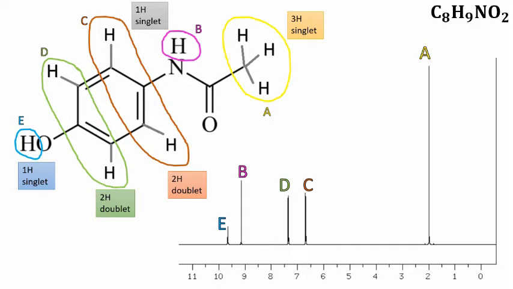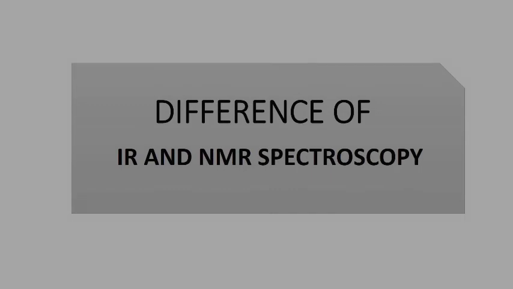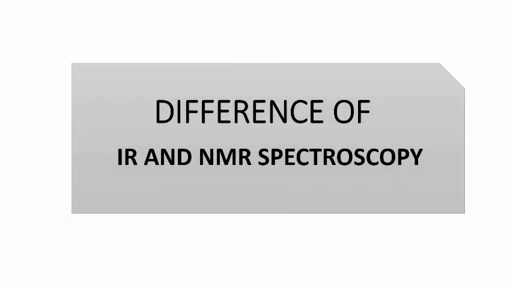Therefore, we are able to confirm compound F as paracetamol by assigning its proton groups to the peaks of the spectrum. The next part is the comparison of IR and NMR spectroscopy.